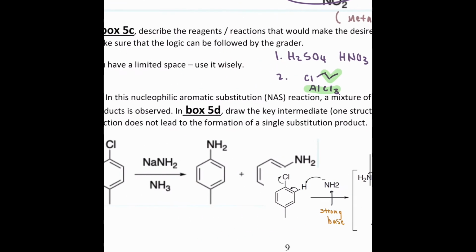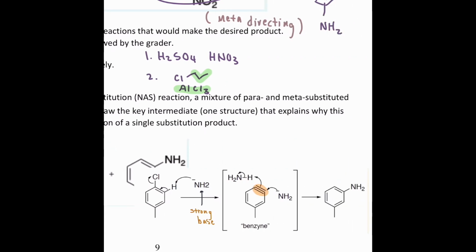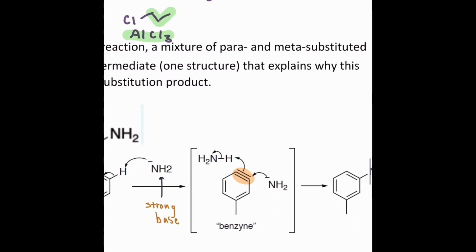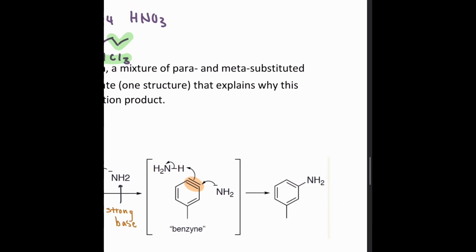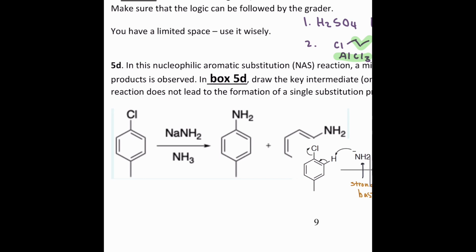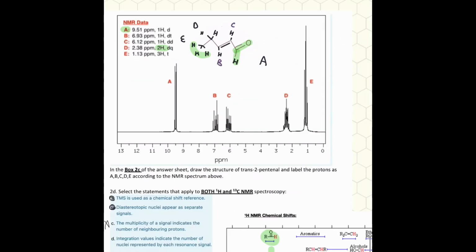The reason there are two products is because the intermediate created, the benzyne, the triple bond, is equivalent in both directions. There's not one position that's more chemically reactive, so that's why there would be two products created in basically equal amounts.